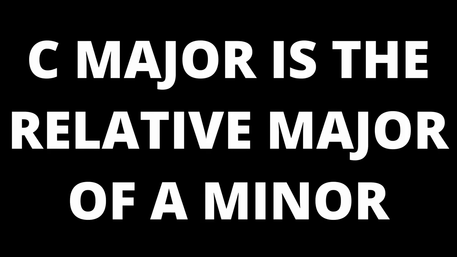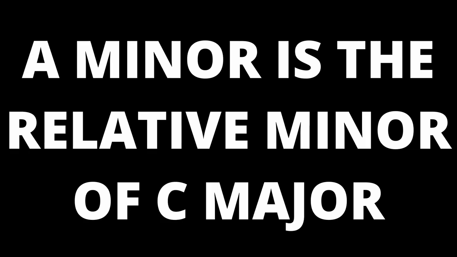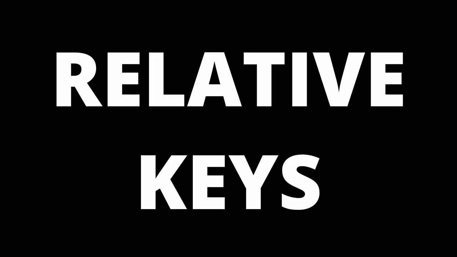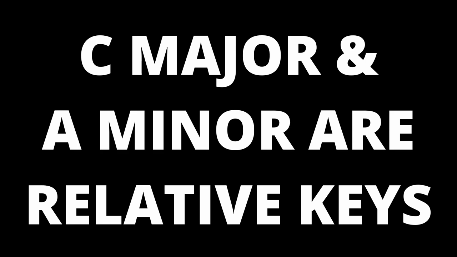C major is the relative major of A minor, and A minor is the relative minor of C major. We know that a key refers to the scale that a song is created from, so you can also have relative keys. Therefore, the relative key of C major is A minor, and vice versa. We can see this by looking at the chords in each key.